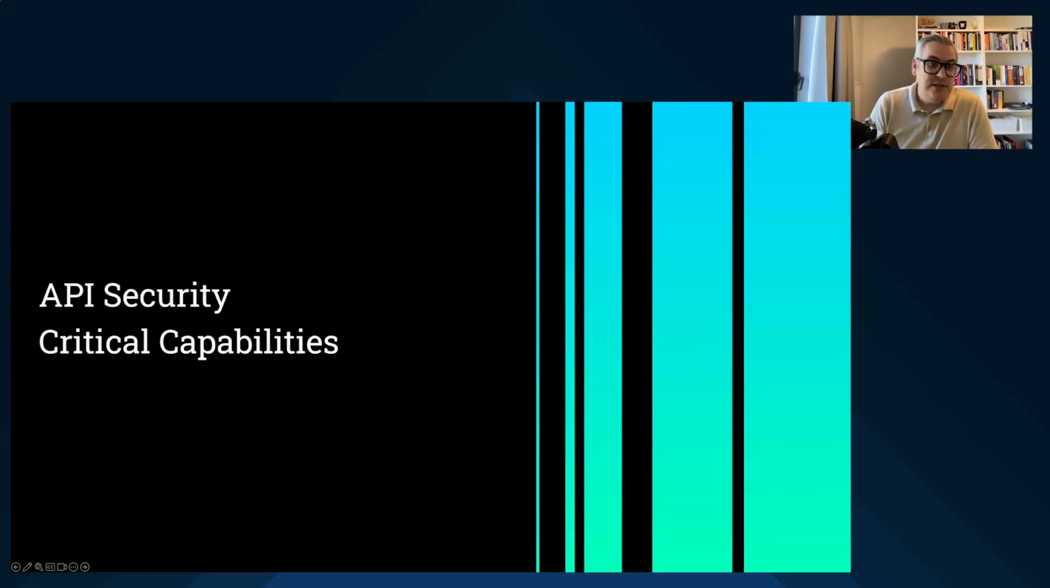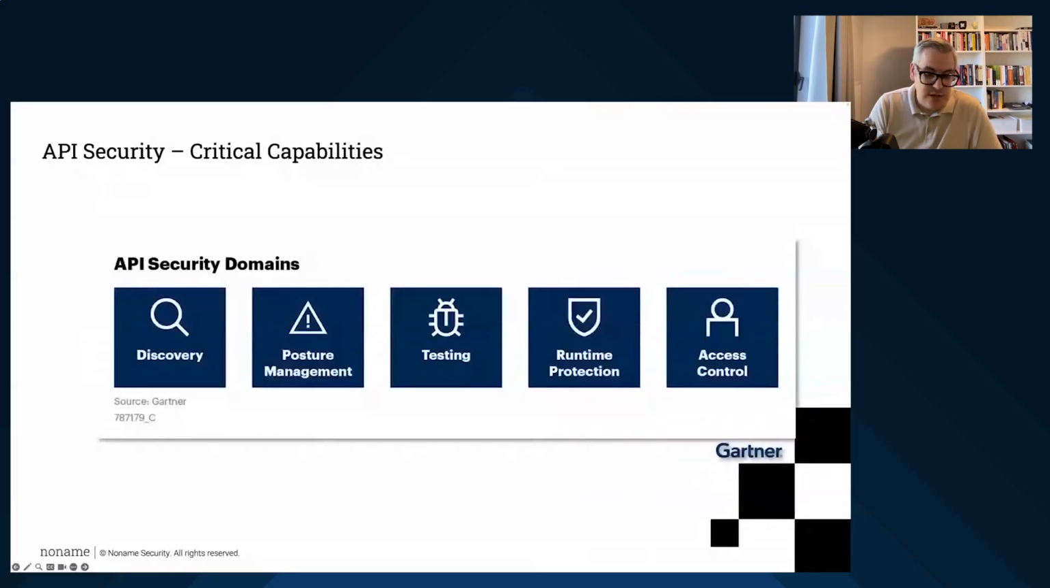Switching gears a little bit, I wanted to talk about the critical capabilities when it comes to API security. What you see on the slide here is based off of a Gartner research report where they looked at, well, what do we need to think about if we are serious about securing these newer types of environments on the basis of APIs? And they sort of pointed to these five main domains.